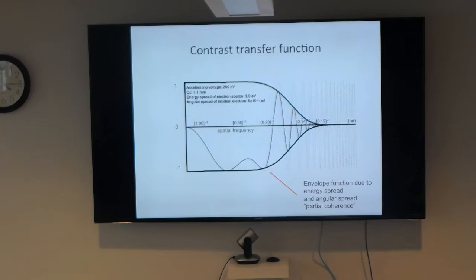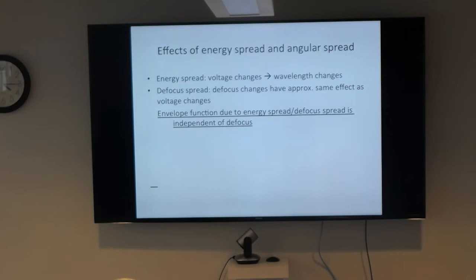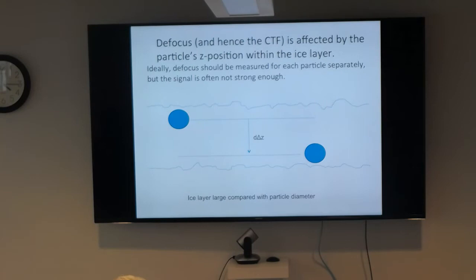And so there's another envelope function which is due to energy spread, or defocus spread. Since you can have different defocuses for different positions of the particle, for instance, they could be lying on one side or the other side, and these boundaries could be as much as 1,500 angstroms away from each other. This means that you have an entire defocus range. If you integrate over this defocus range, you will see that you get another envelope function on top of this. So you get a resolution limiting effect.